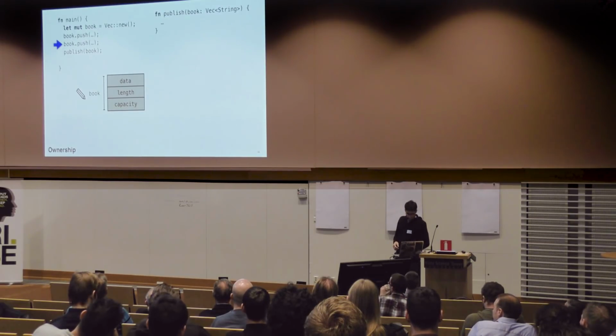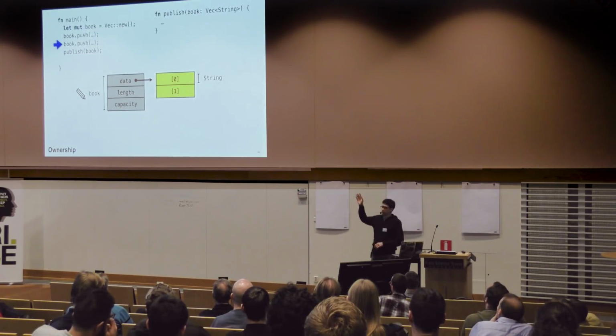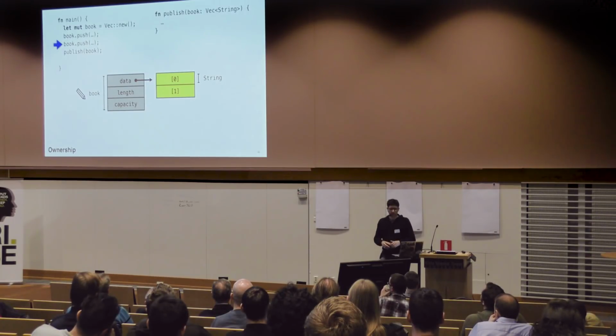So in this case, let's say we're pushing strings. Then we'll have two strings. The fields of the strings are laid out inline. That's not too important. I'm not going to dwell on that too much. But the memory layout is very concise, right? It doesn't have indirections in it.